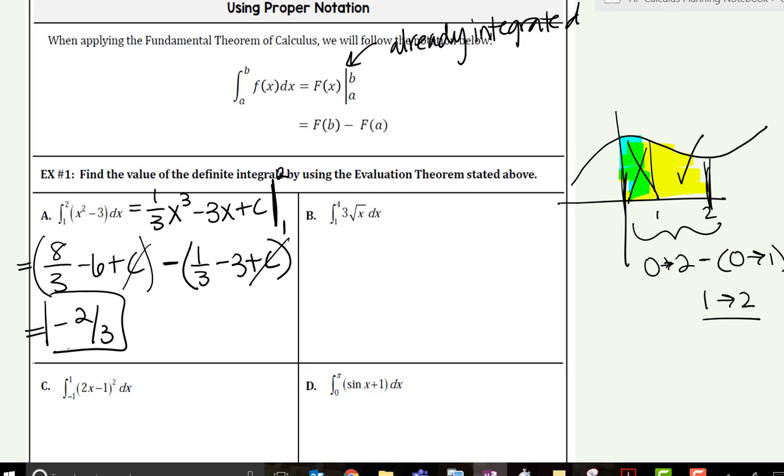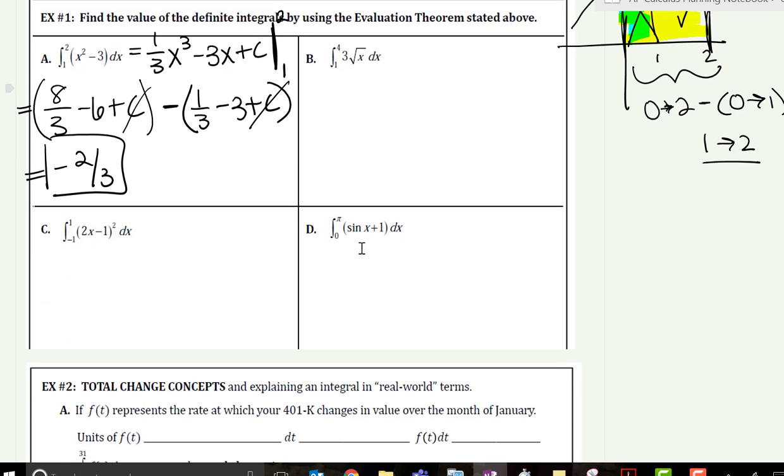This makes sense with my graph because in x cubed minus 3, it looks like it's probably going to be mainly below the x-axis. So that area from 1 to 2 is going to be that negative area.